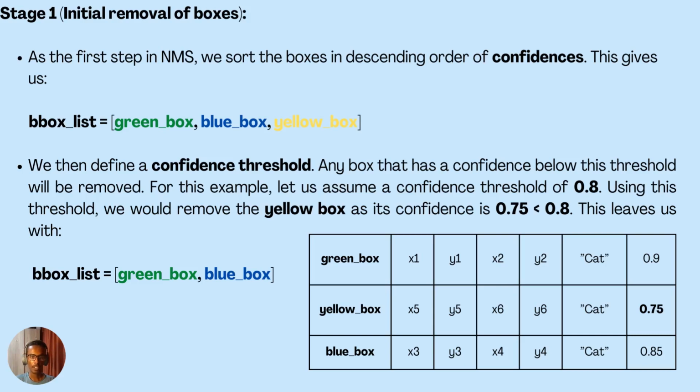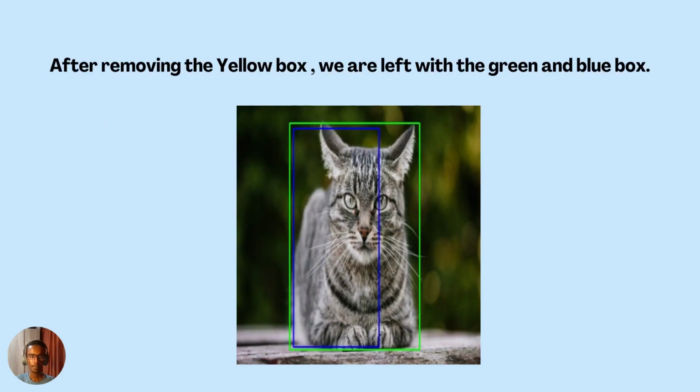For example, let us assume that we have a confidence threshold of 0.8. Using this threshold we would remove the yellow box because its confidence score is 0.75 and it's below the cutoff point of 0.8. So the first step is to remove all boxes which have a confidence score that is less than the threshold. Now we're just left with the green box and the blue box, as we can see in the picture below.